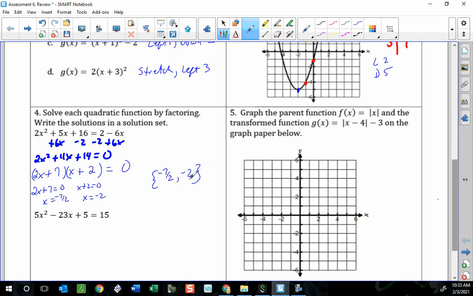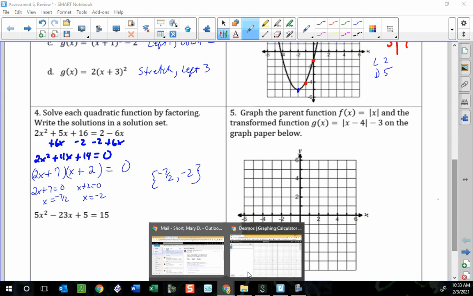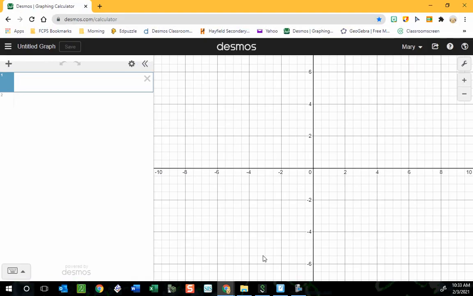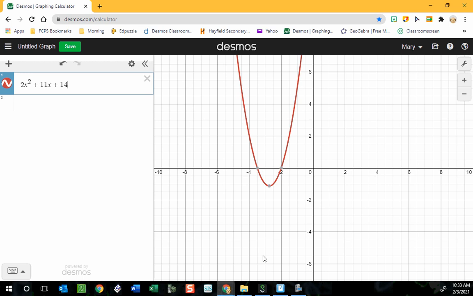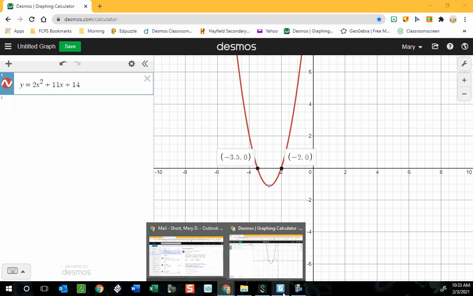And remember, you can also graph these things in Desmos. If you graph 2x squared plus 11x plus 14 in Desmos, you can kind of confirm what's going on here. And I think I'm going to put y equals just because I like it. You don't need it, but look right there, negative 3.5, negative 2. There are my x-intercepts, which are turned into my factors and everything.